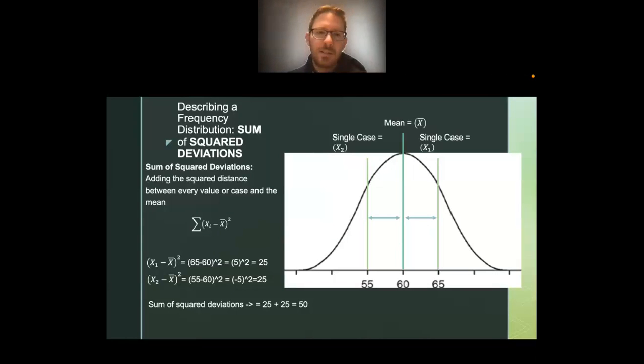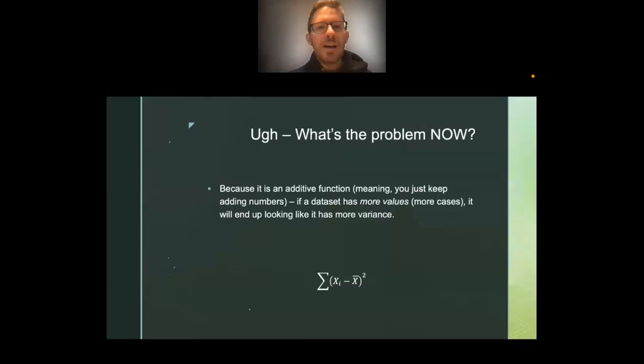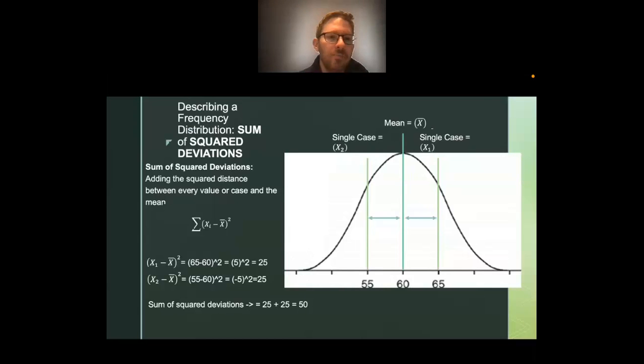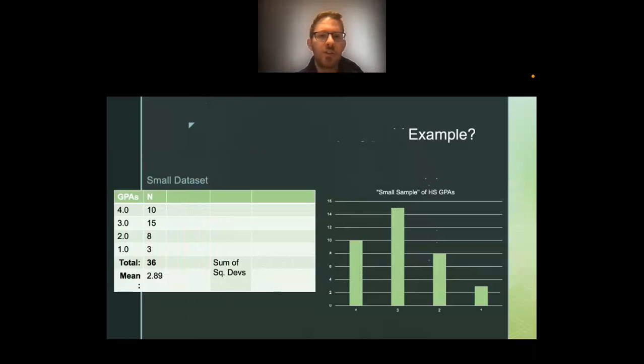But there's still a little problem. Because it's an additive function, meaning you're just adding the different numbers, if a data set is larger, then it ends up looking like it has more variance simply because you're adding more cases. You're adding more of these values. The more cases you have, the more variance it will seem like it has. So I'll show you how this is a problem.